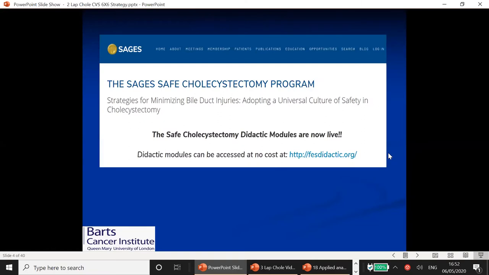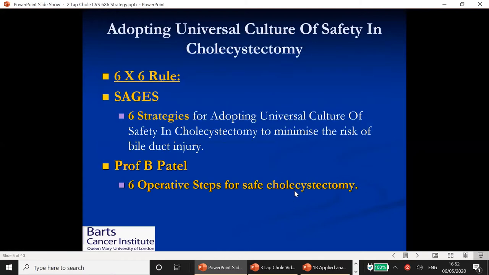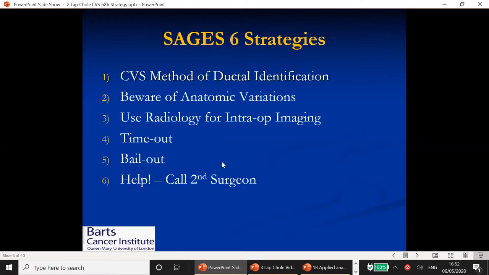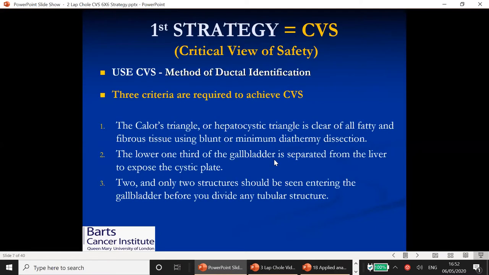SAGES have launched a safe cholecystectomy program. The details are on this slide. If you want to make a note of it, it's free. It's available for anyone to go through the didactic modules. It essentially revolves around the principles of safe cholecystectomy through the six strategies, which I'll go through in the next slide. So the first strategy is using a critical view of safety as a method of ductal identification.